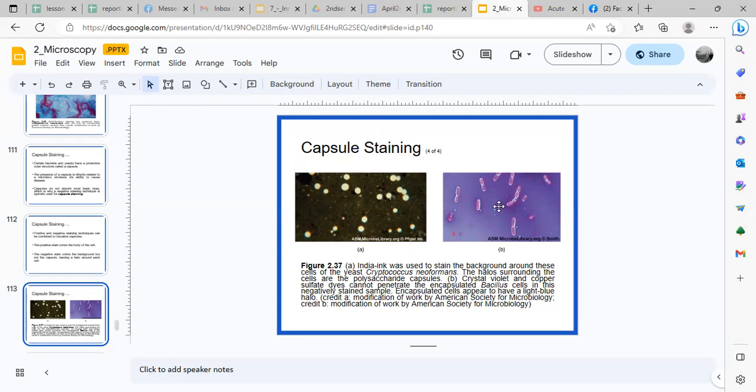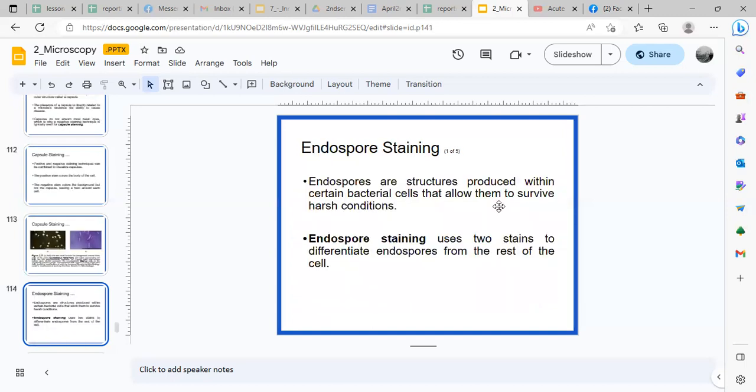Use crystal violet and copper sulfate dyes. They cannot penetrate the cells, but you color the background. Okay? So may halo, kita mo yung white color. That's the capsule. Okay.